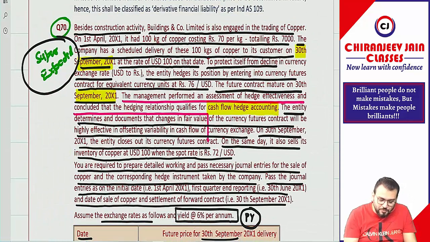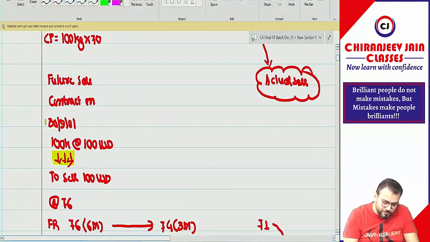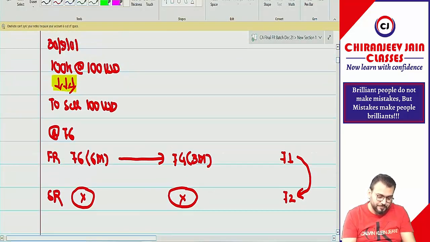The expectation was what? What is given? To protect itself from declining in currency exchange rate. Understood? So they will enter into sell now because they will receive what? They will receive dollar. So they will enter into a contract to sell dollar because they are expecting that the price may fall. Understood? So it will be a sell contract, not a buy contract. Understood? Now tell me, favorable, unfavorable.